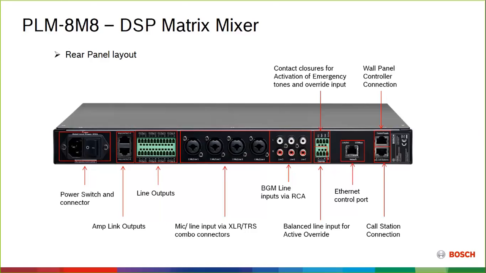But I think more importantly, it has the balanced line input for an active override. So if I hit that with a relay or a PTT mic, I can override anything that's happening and take priority. Ethernet controls, obviously, to program it. And then again, dual RJ45s on top of each other for the wall panel controls and the call station controls.